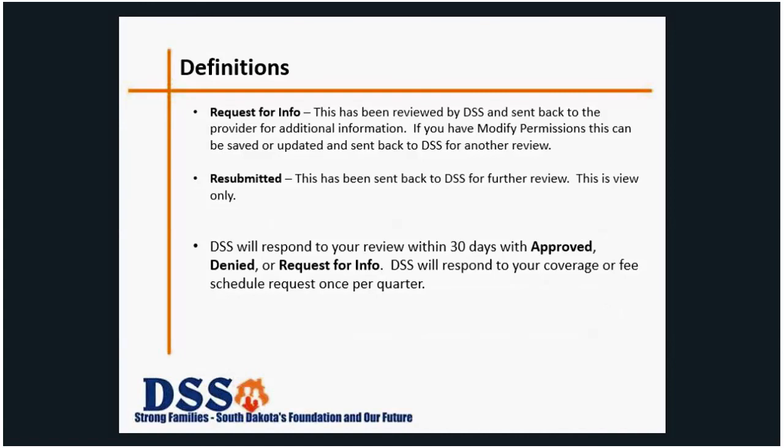So this means that we've received it, we've reviewed it, we've sent it back to you, you've updated your request, and you've resubmitted it to us for another review. Once it's resubmitted, this is view only. DSS will respond to your reviews within 30 days with approved, denied, or request for info. And your request for coverage, we will respond once per quarter. And again, those are not claim specific. They are only once per quarter, and they will only be proactive.